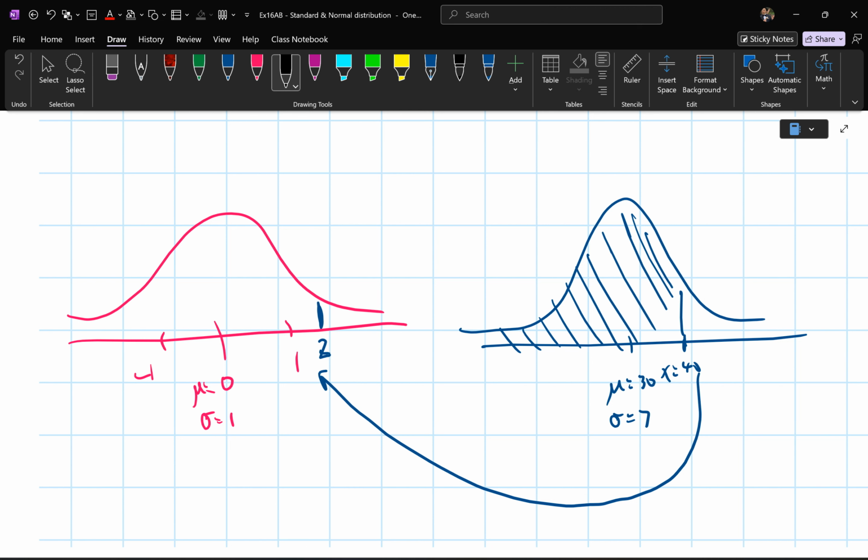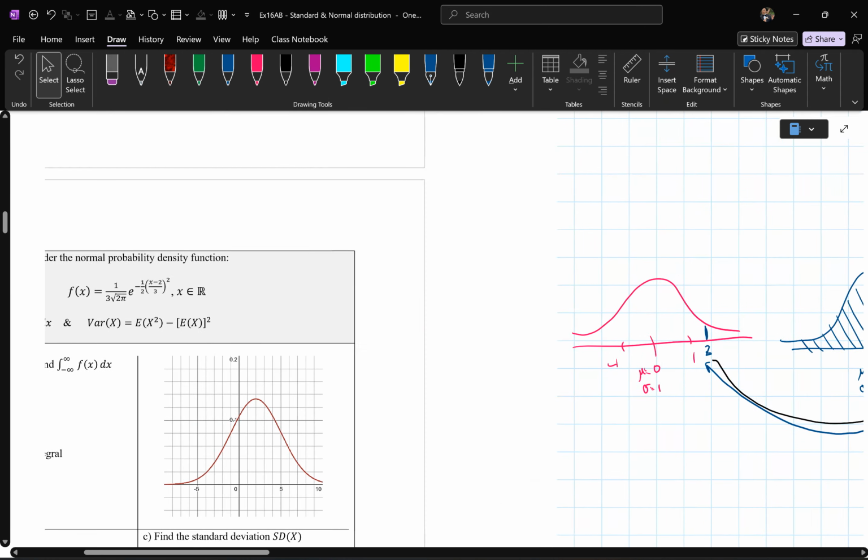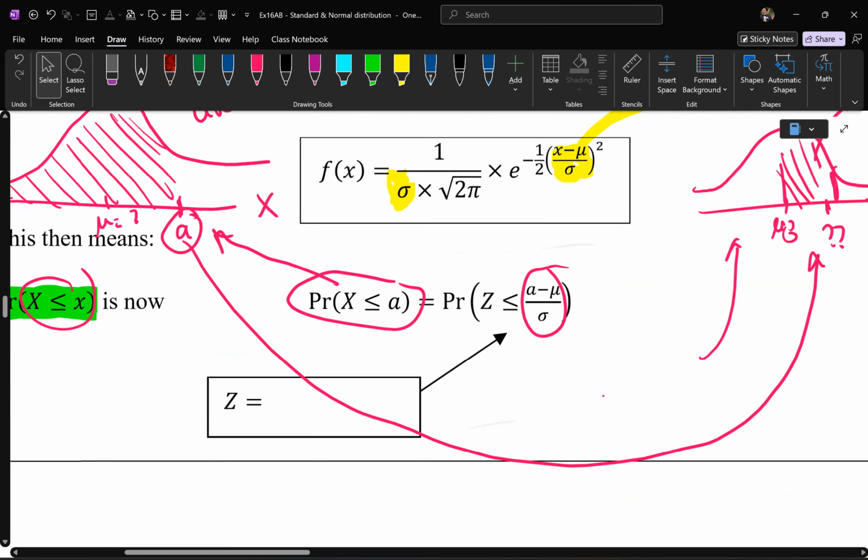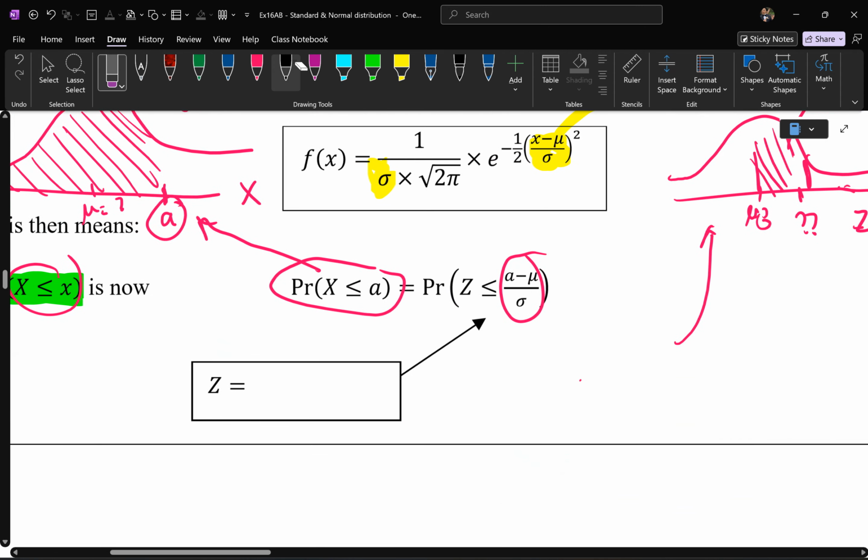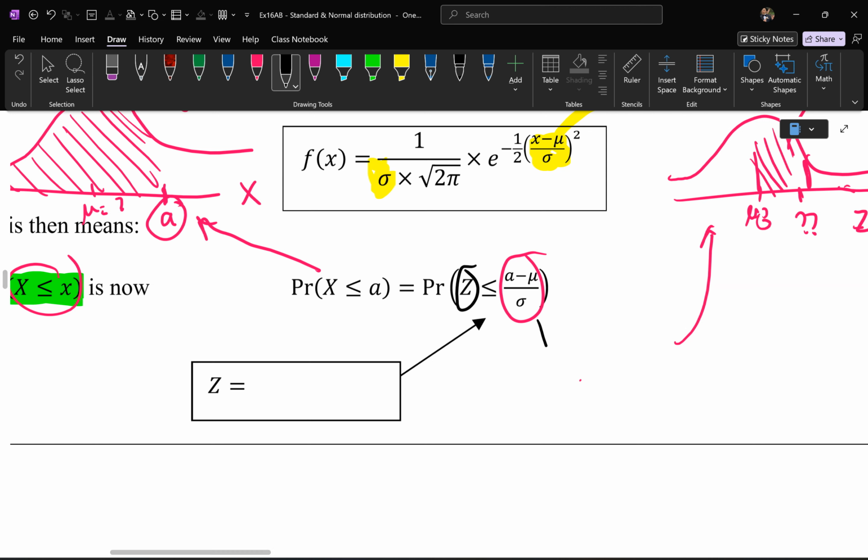Most of it is all by CAS. If they get you to do it by hand, they'll give you the function, like in the next example. Then that's when you do it by hand. So here, how do you transform a 40 back to this? Well, that little box that I got you to write here, that z transformation, how do I work out z? Z is equal to whatever you transform the x value to.